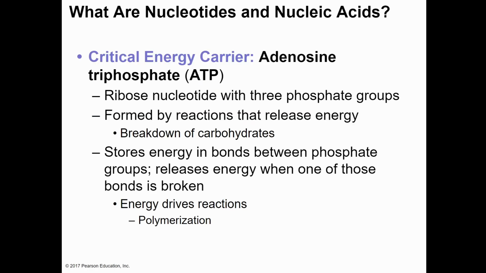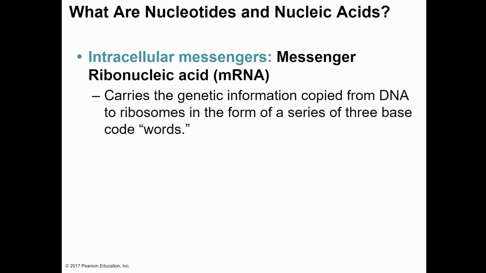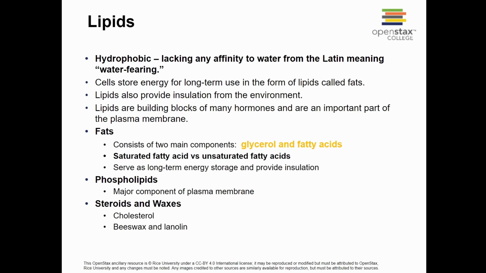So ATP is our critical energy carrier. We can break apart ATP to produce energy or release energy that's stored in the chemical bonds. The intracellular messenger example is mRNA. So it communicates between DNA in the nucleus and the cell machinery in the cytoplasm.